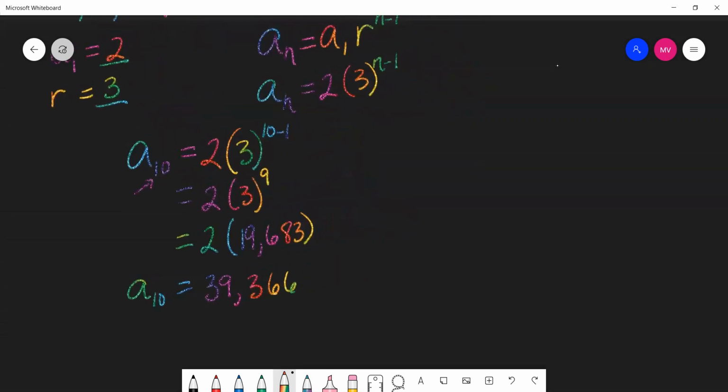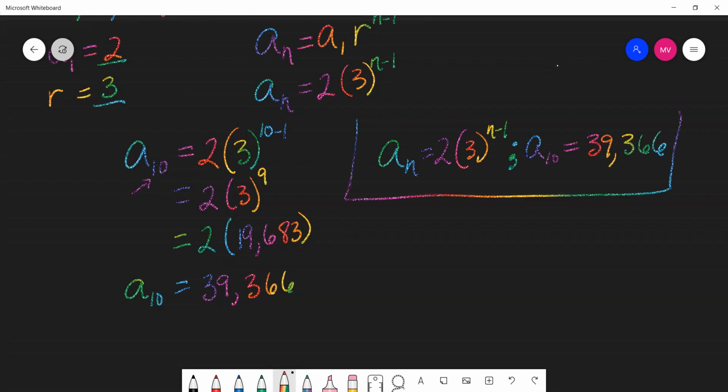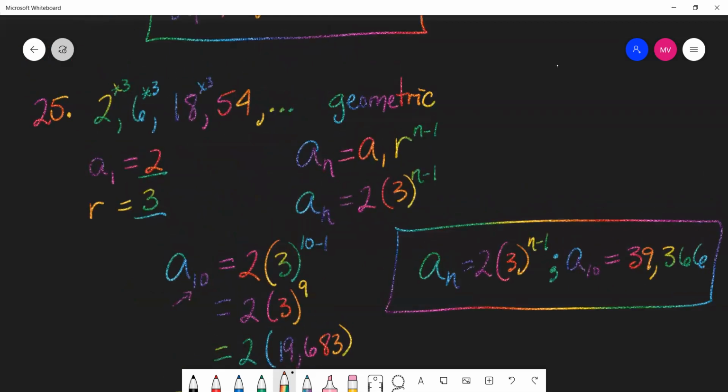39,366. So your final answer here is first your explicit formula, which is AN equals 2 times 3 raised to the power of n minus 1, the previous position number, and A10 equals 39,366. And that is your final answer for number 25.